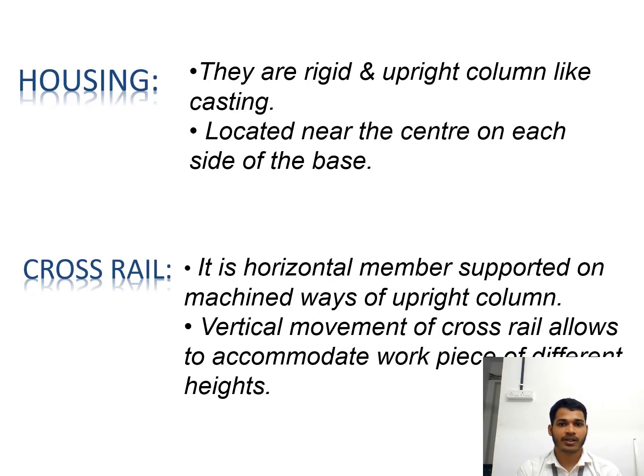Housings are rigid upright column-like castings, located near the center of each side of the base. And the cross rail is the horizontal member supported on machined ways of the upright columns, and vertical movement of the cross rail allows it to accommodate workpieces of different heights. So it is an advantage that we can perform work at different heights.